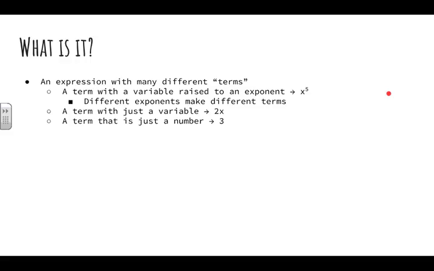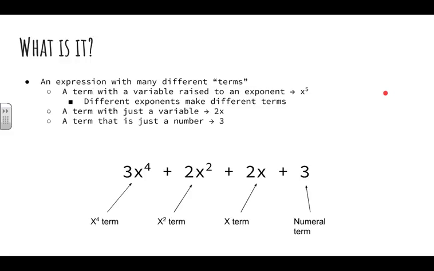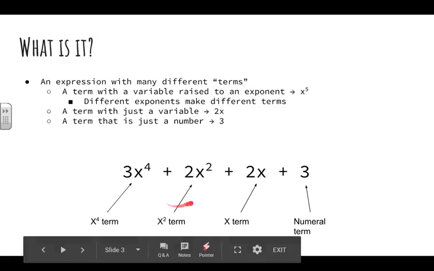So what does a polynomial look like? Here's an example of a polynomial. We have 3x to the fourth power plus 2x squared plus 2x plus 3. In a polynomial, we're not really going to be trying to solve for x. Mostly we're going to be simplifying polynomials and doing operations with them. So let's take a look at how we simplify them. Here's just telling you what the terms are. So there's 4 different terms in this polynomial.